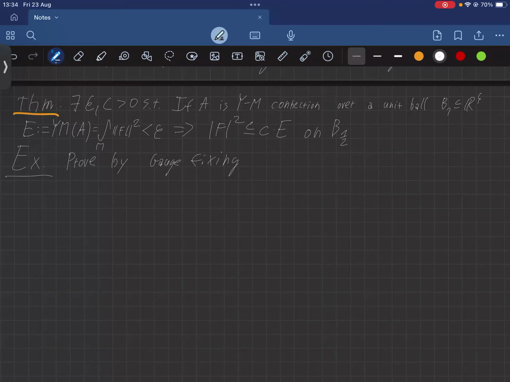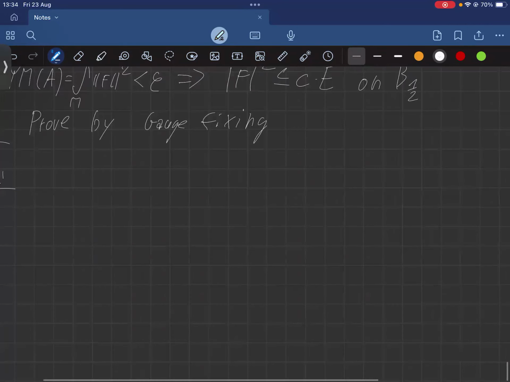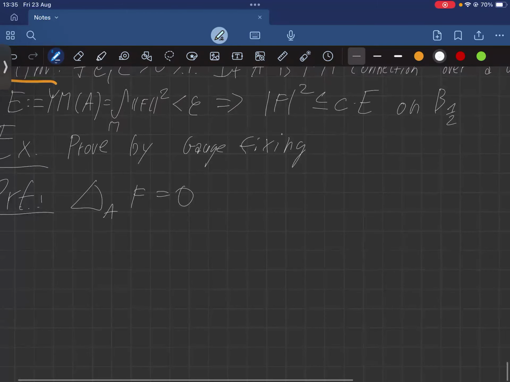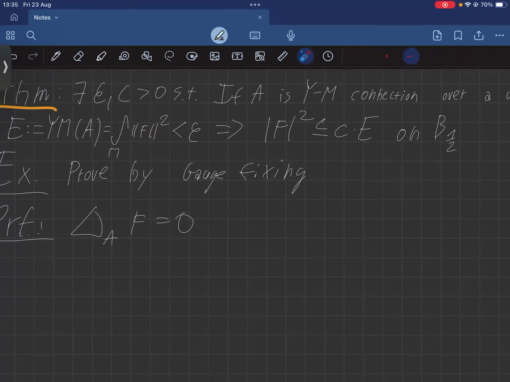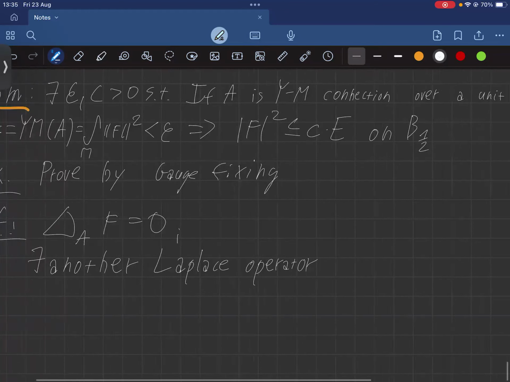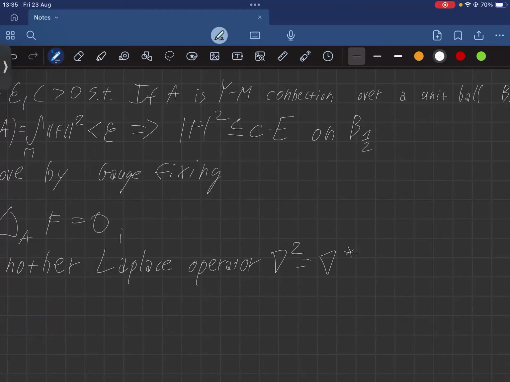All right. So let's go with the proof. As I mentioned in the reminder, we know that F is harmonic. That's because F is coming from a Yang-Mills connection, so it must have harmonic curvature. But actually, there exists another Laplace type operator, which we're going to denote nabla squared.